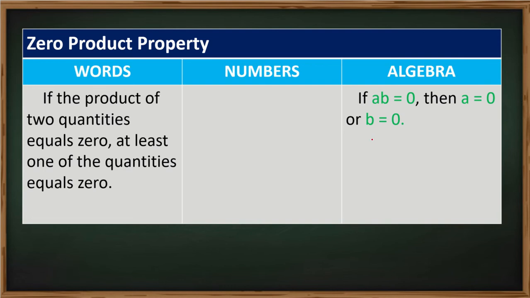In algebra, we state it like this. If a times b equals 0, then a is equal to 0 or b is equal to 0. Let's make some numbers to illustrate this. Say we have a equal to 5, then the other factor must be 0 in order to get a product of 0. Or if b is equal to 9, the other factor must be equal to 0 in order to get a product of 0.